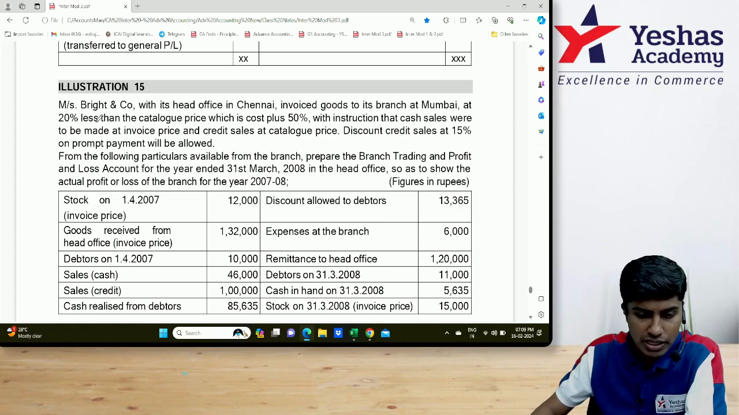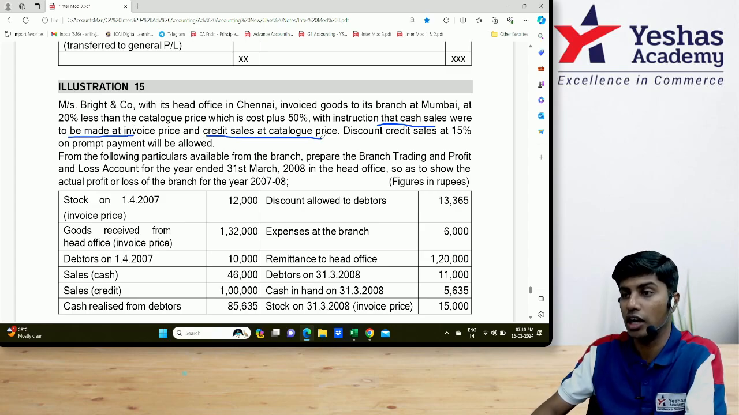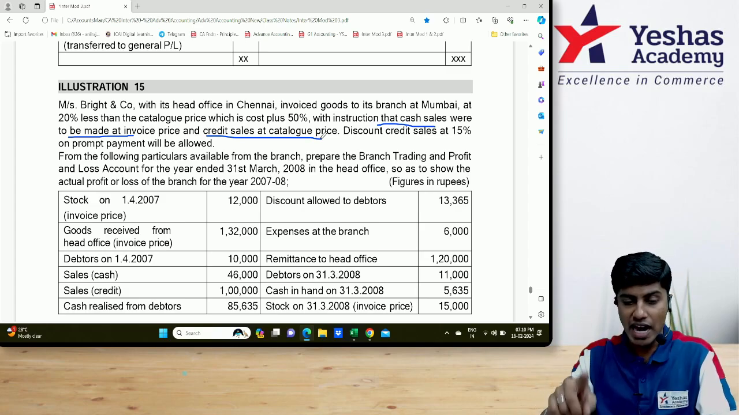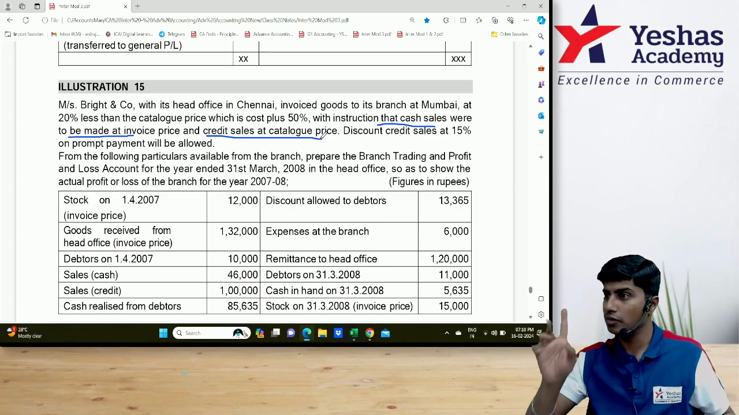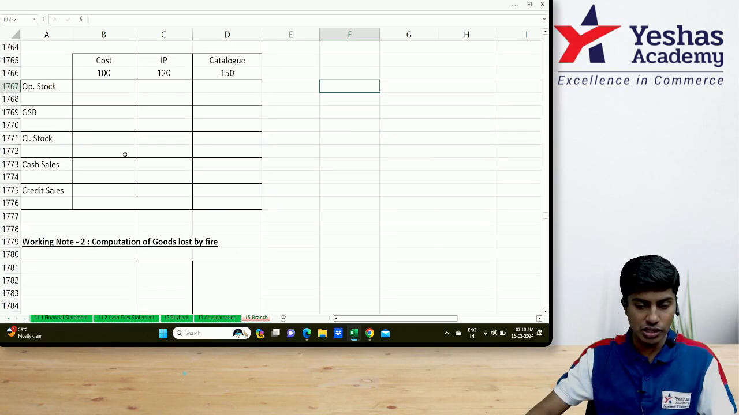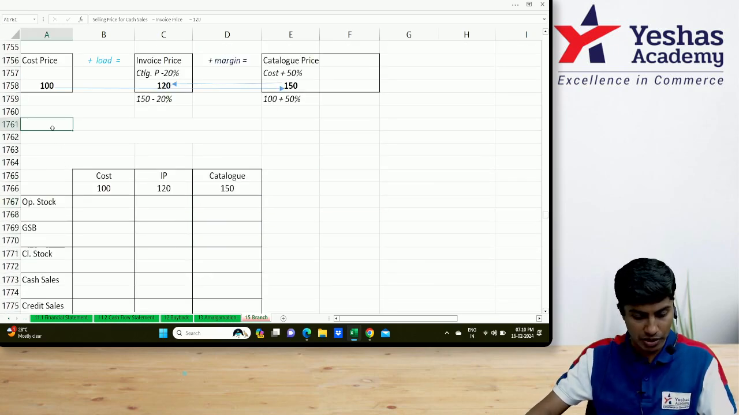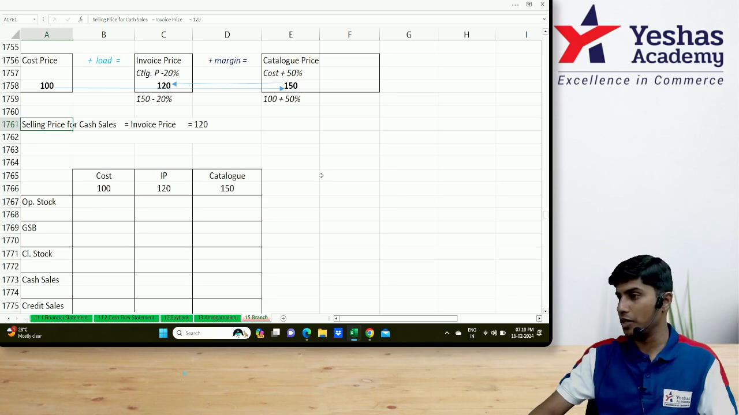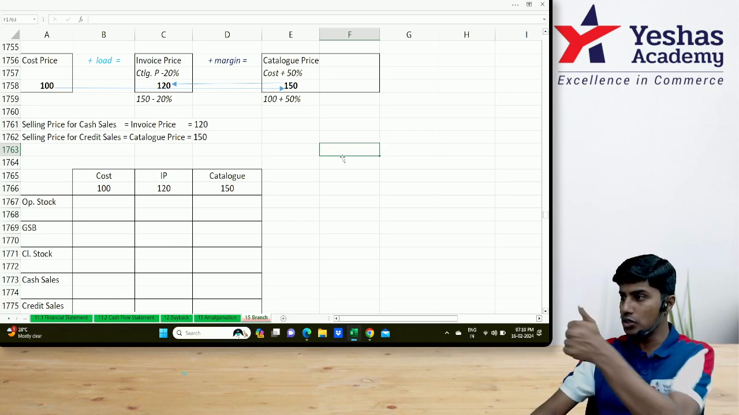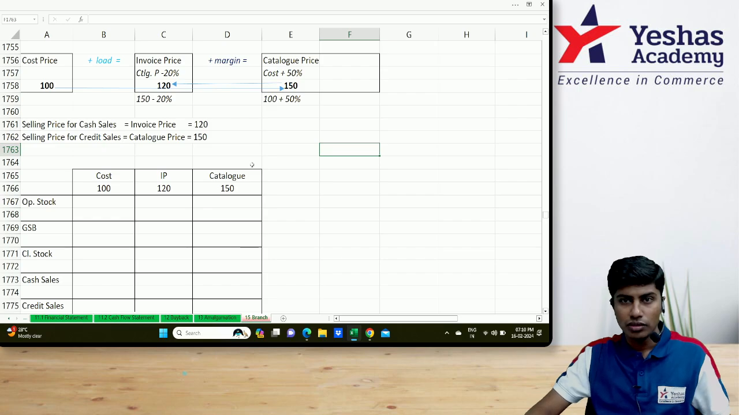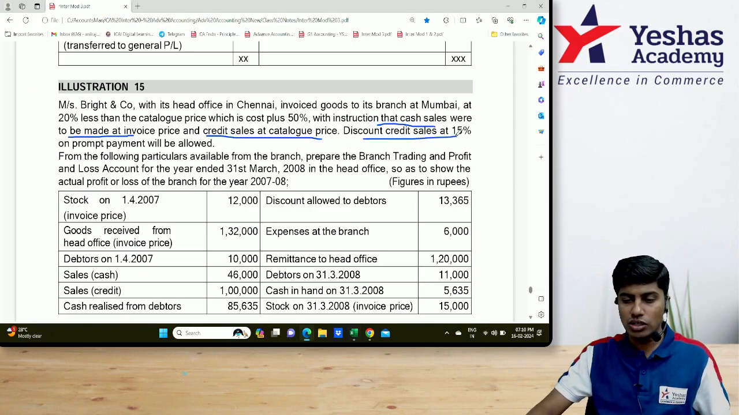The goods are invoiced at 20% less than catalog price, with instructions that cash sales were to be made at invoice price, credit sales at catalog price. Very important. Note this. Write this down. Here, cash sales will be at invoice price of 120. Credit sales will be at catalog price 150. Understood? Everyone? Very good. Then discount on credit sales at 15% on prompt payment will be allowed.